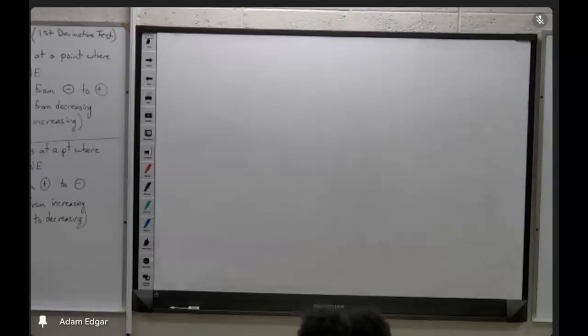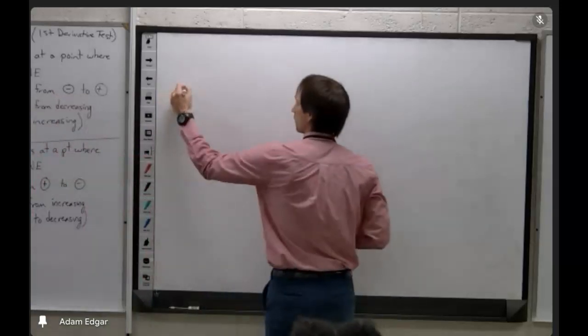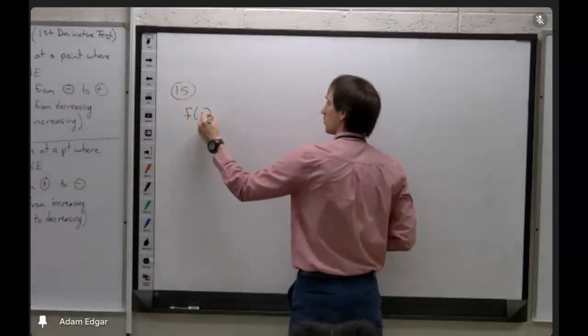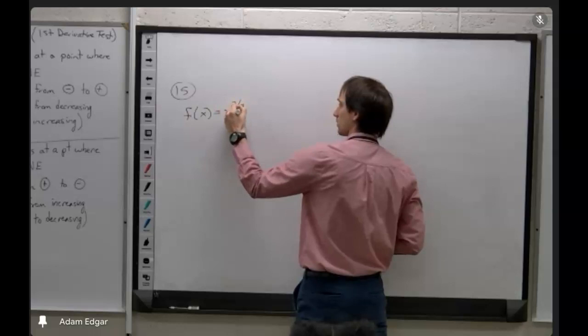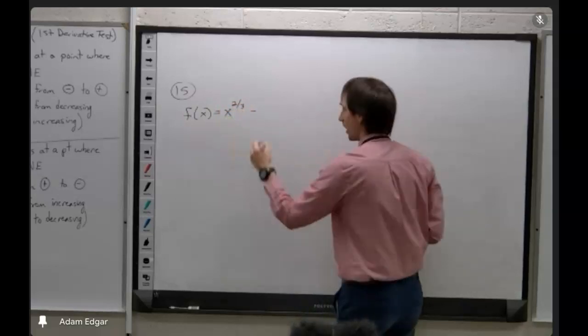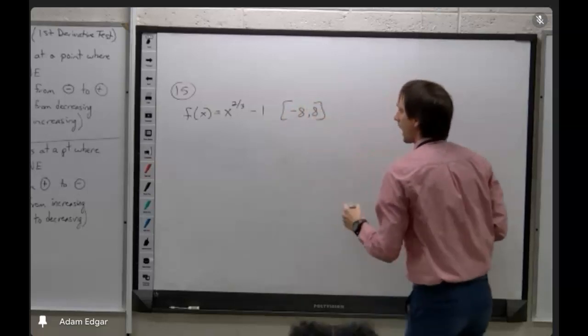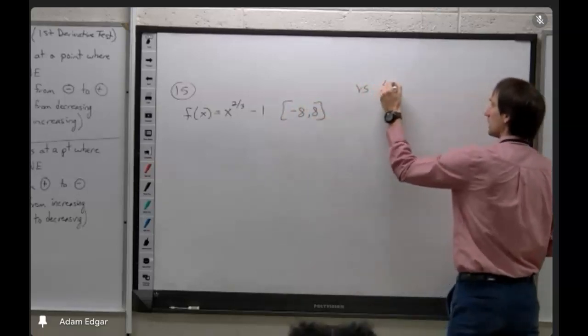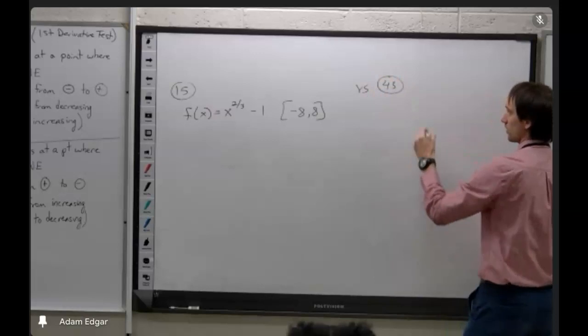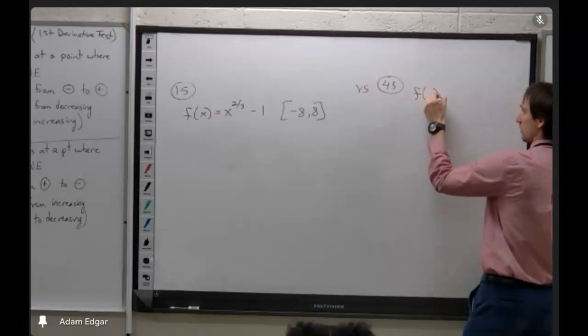I do want to point out one thing. Narose, you brought this up. Which one was it? 15 and 43? Yeah, all right. So 15 versus 43. For 15, your function was x to the 2/3, was it minus 1? All right. And it was on the interval from -8 to 8. And versus 43, where the function is just f of x equals x to the 2/3.